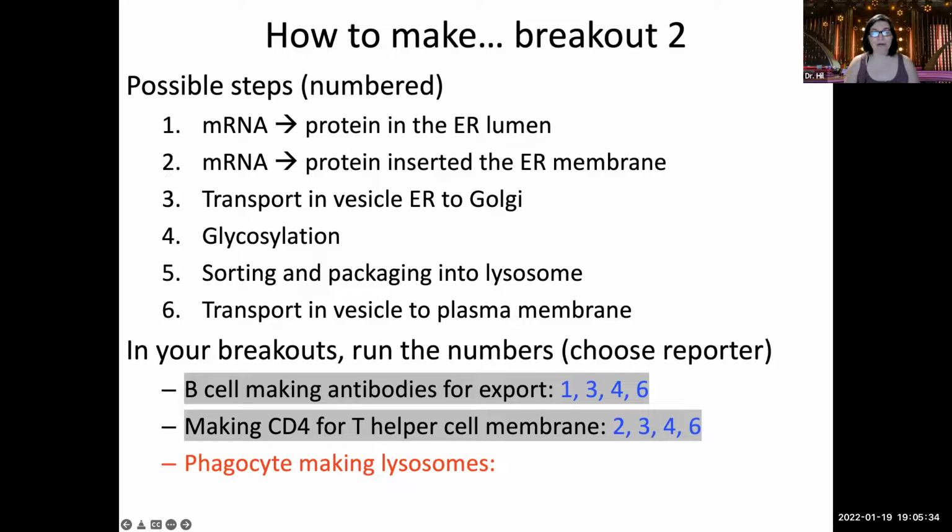Off you go. Now, before I send you away, once your group is finished and you have an answer that you all agree on, come back to the main room so I know you're done. All right, away you go.